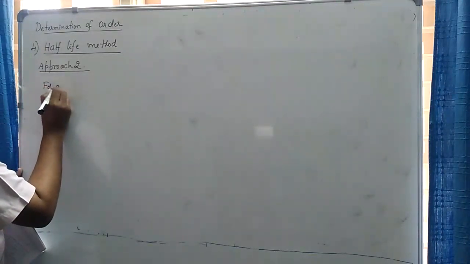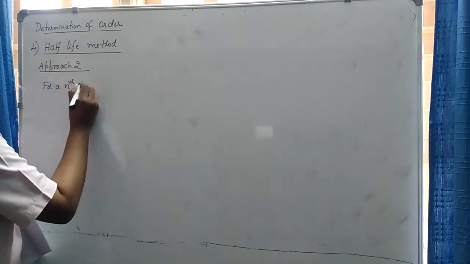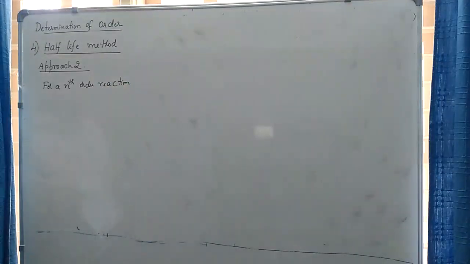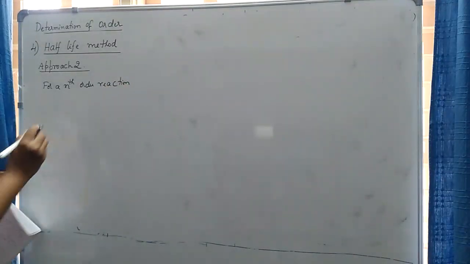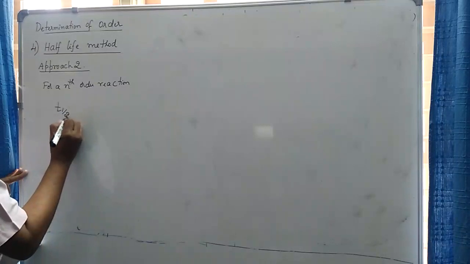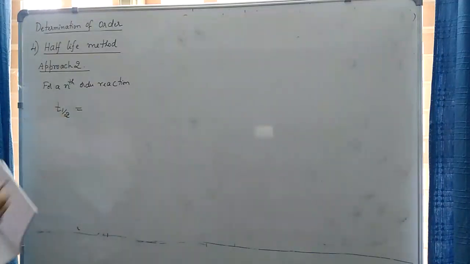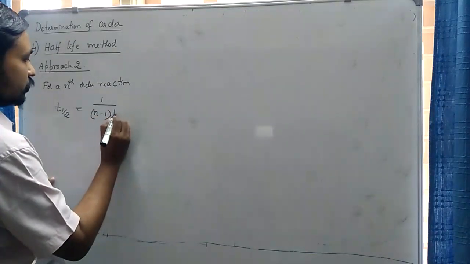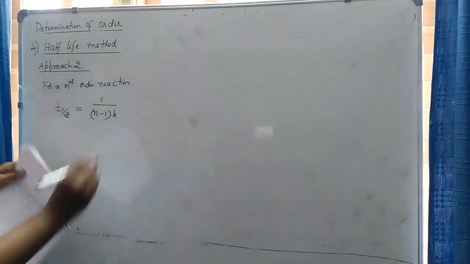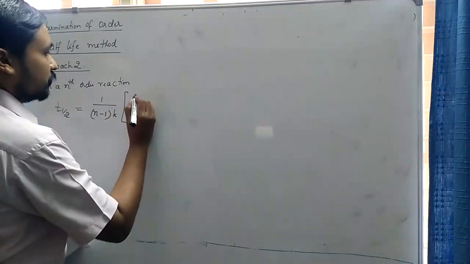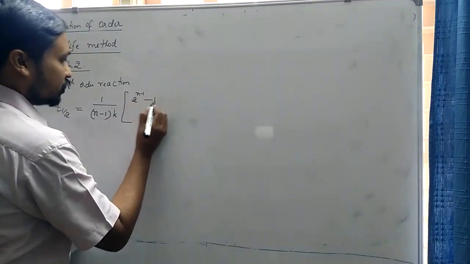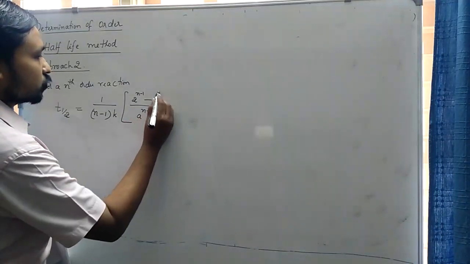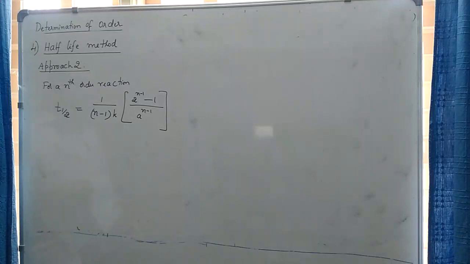For a general nth order reaction, T half is equal to 1 divided by (n minus 1) into k into (2 to the power n minus 1, minus 1) divided by a to the power n minus 1. So this is the general expression for T half.